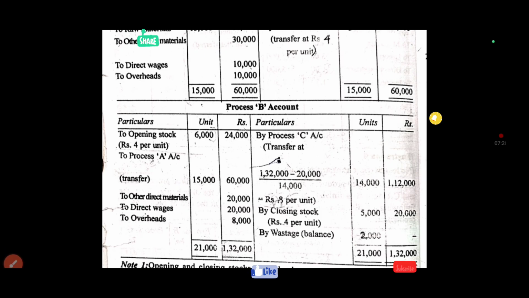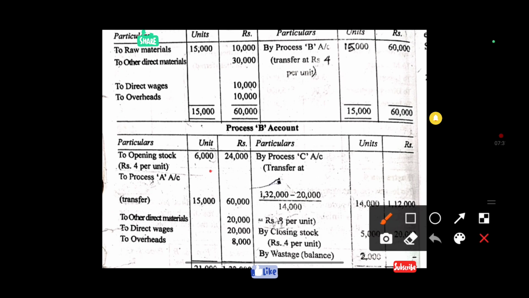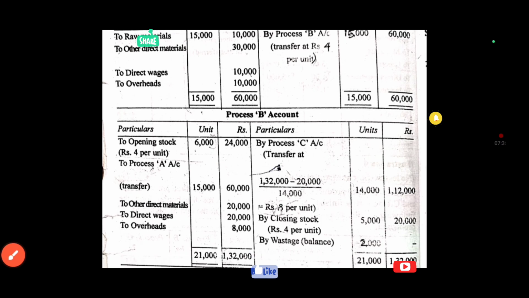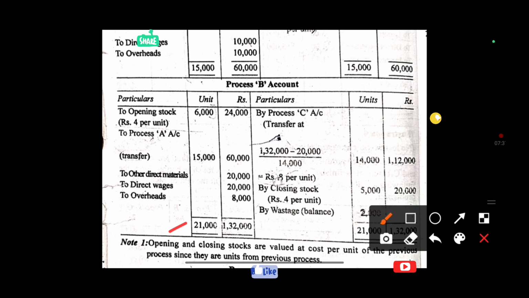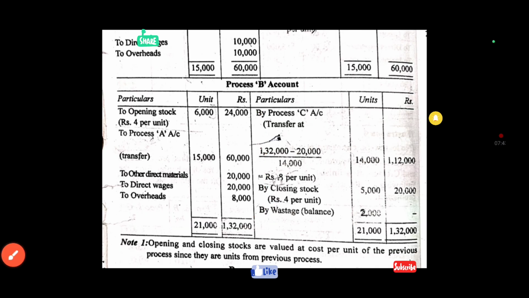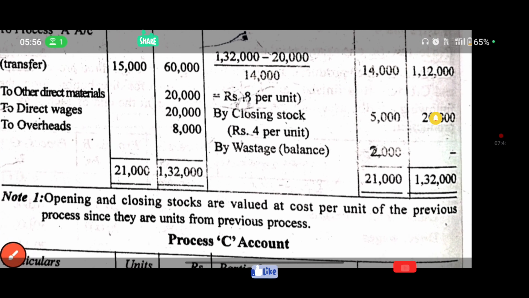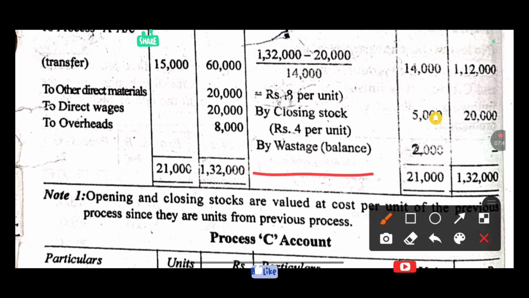Now we sum all the values of the debit side. Let's take the unit column. The sum of 6,000 plus 15,000, you will get the total of 21,000 units. Then the total cost added together on the debit side, you will get 1,32,000 rupees. The same value is to be entered on the credit side, as the total 21,000 units and 1,32,000 rupees.